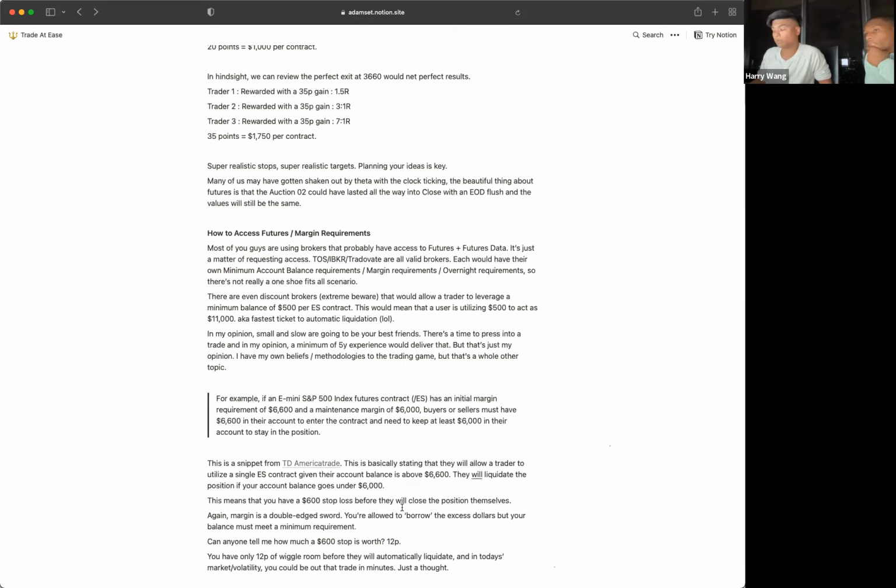So let's say the market's trading 3,600 and you want to buy lower. You simply just set a limit, and the limit is to buy at that price.